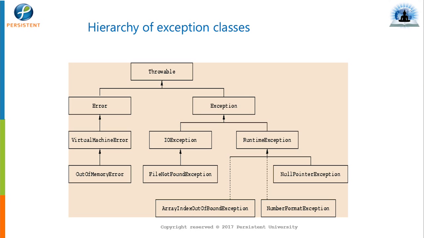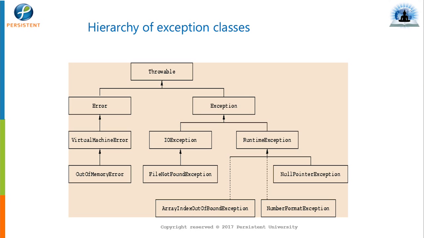These are some of the examples. FileNotFoundException is an IO exception, right? File not found, class not found, these are the exceptions which fall under IO exception. We call them checked exceptions as well. In case of runtime exception, some examples are ArrayIndexOutOfBoundsException, NumberFormatException and NullPointerException. These come under runtime exception.